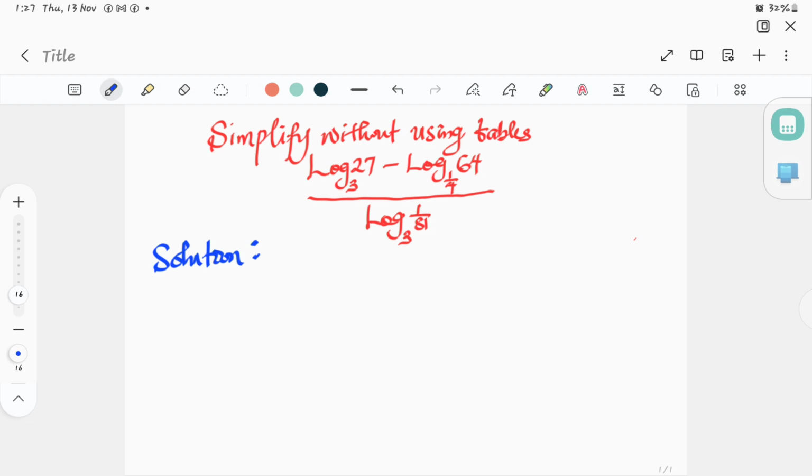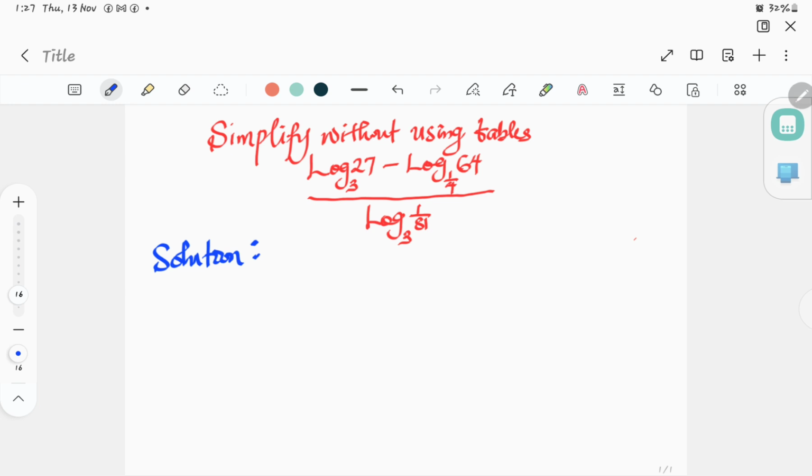Alright, so in today's class, we have this question to solve. It's a logarithmic question. We've been asked to simplify log 27 base 3 minus log 64 base 1/4 and log 1 over 81 base 3. Right, so what we are going to do is try to simplify each term, and as we simplify, we would obviously see what can be done.